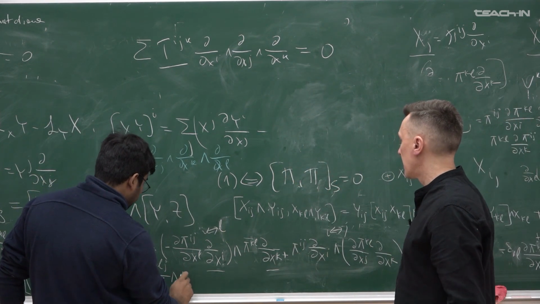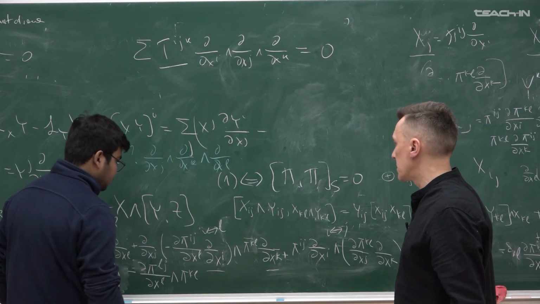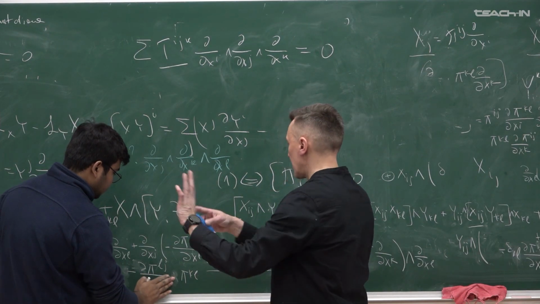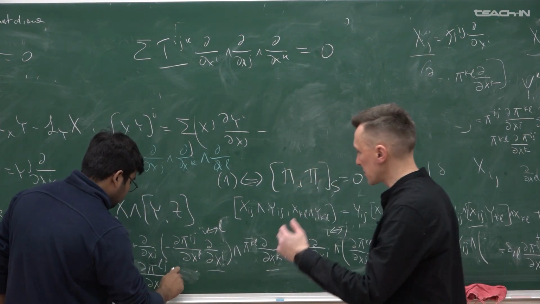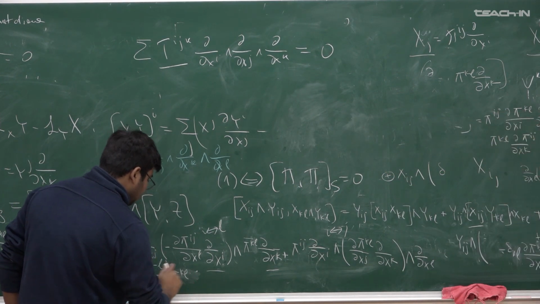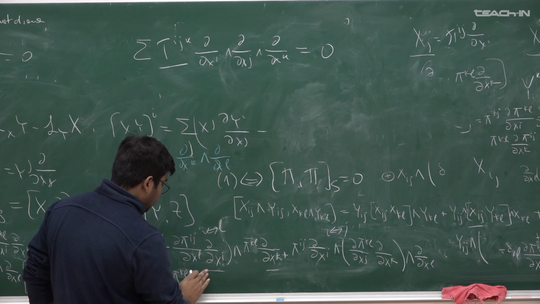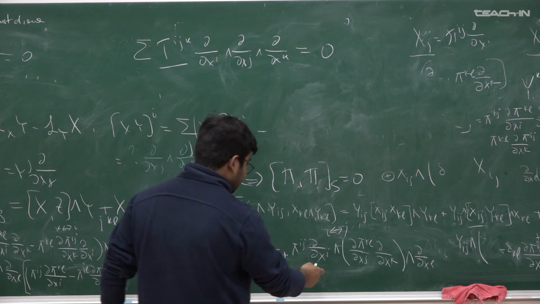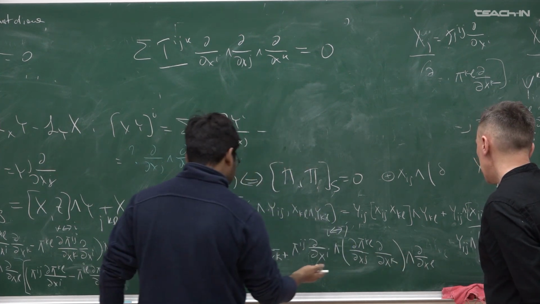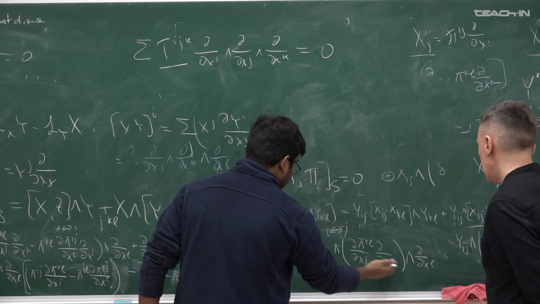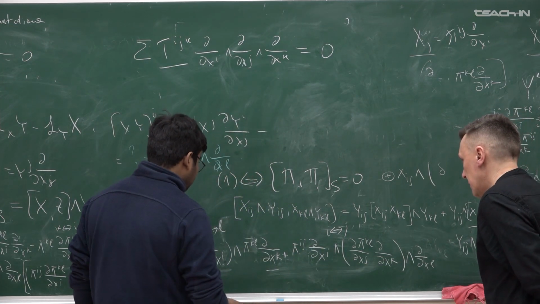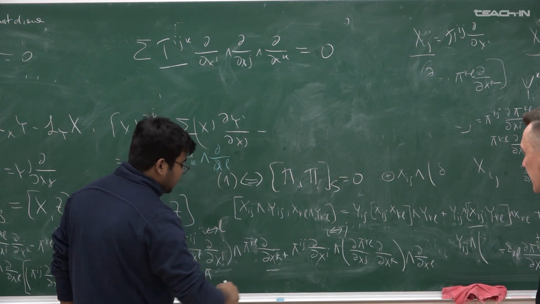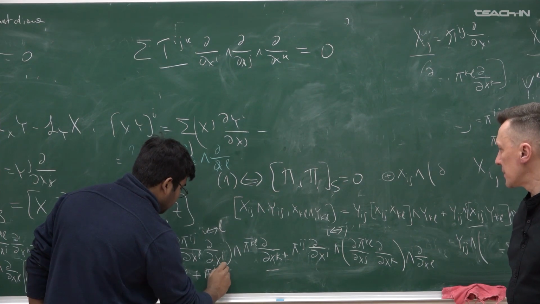Wedge pi. No, it's not wedge. Wedge is between vector fields. We have already just multiplication of functions. Now plus. We come here. We already have this l. We have k, and then i should be j. Yes, then it's better. Then it will have the same index. It will not change actually.